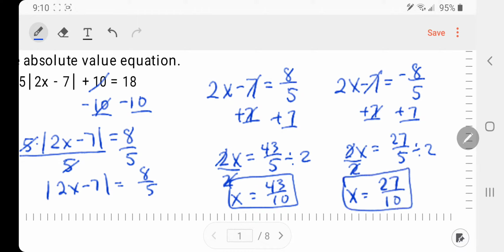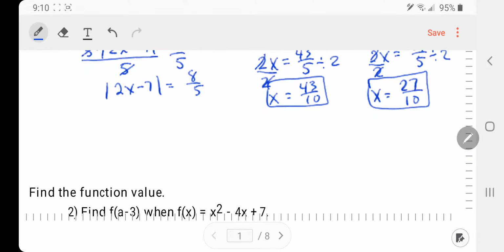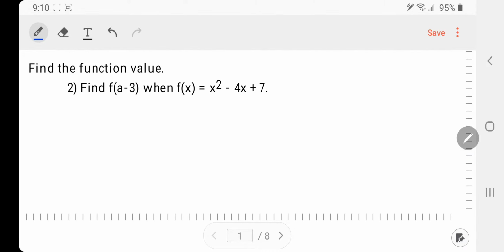And so there's the first problem done. Solve the absolute value equation. We got our 2 answers. All right, moving on to the next problem.